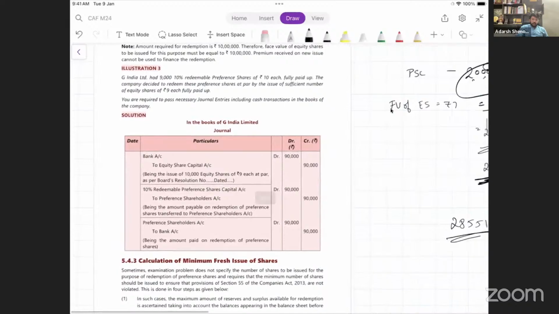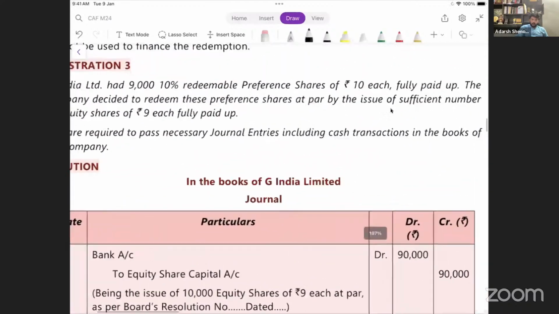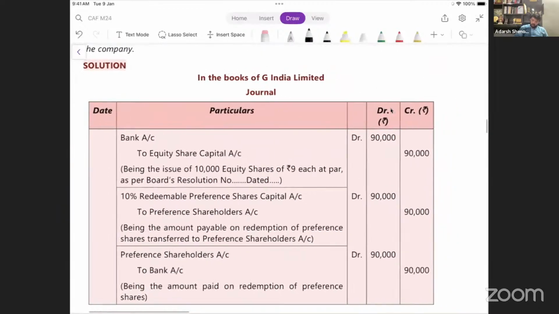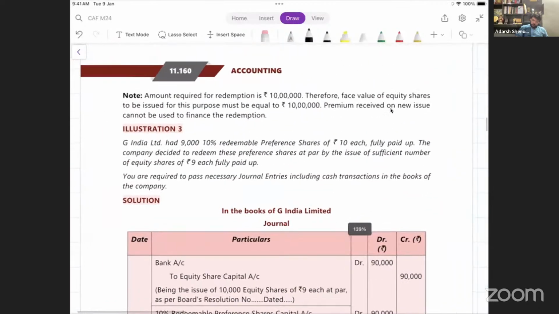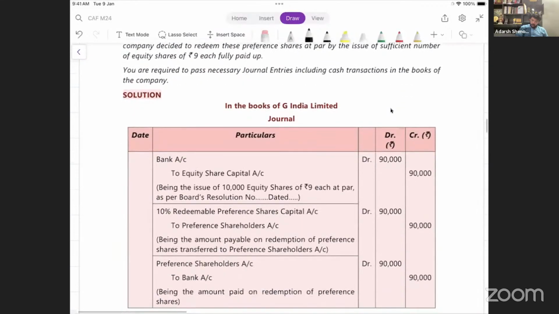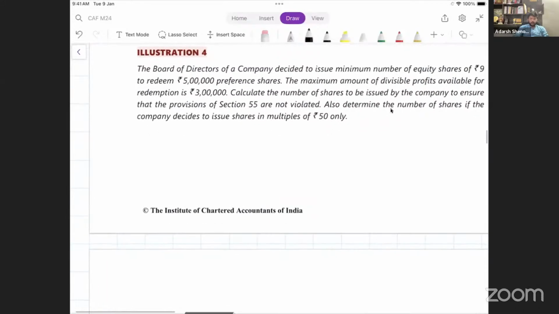Have you all understood this? Have you all followed this concept of rounding off? Okay. Let's look at illustration 3 now. Okay, not this, illustration 4 now. We'll look at illustration 4. Read question 4, illustration 4.